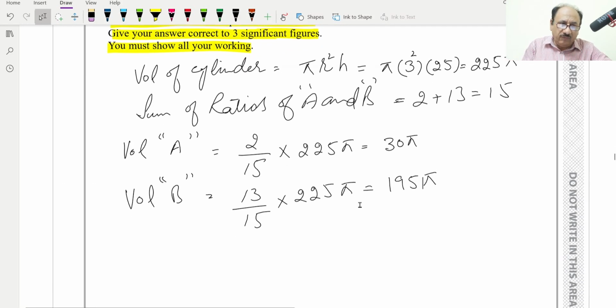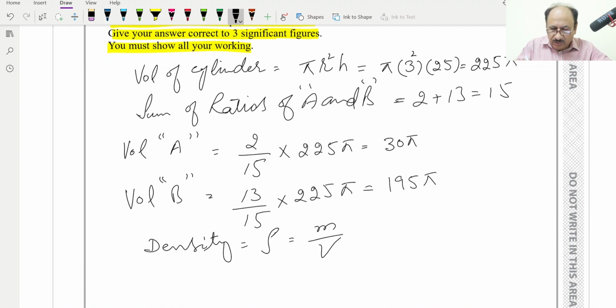Now after calculating volumes of A and B, we know density is equal to what? Density, which we are representing by rho, is equal to mass over volume. In some books they are showing density by D also, so don't be confused. That's why I've written density word also. Density is equal to M over V, and we know for this one, mass for A, mass will be equal to density multiplied by volume. So for A we can calculate.